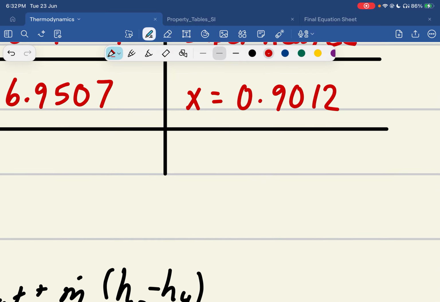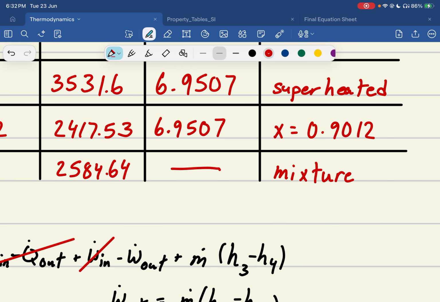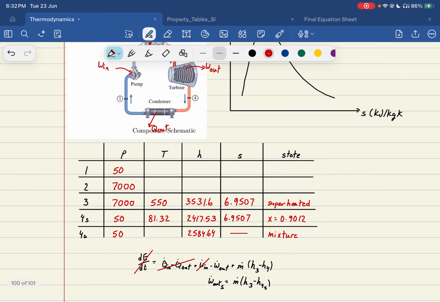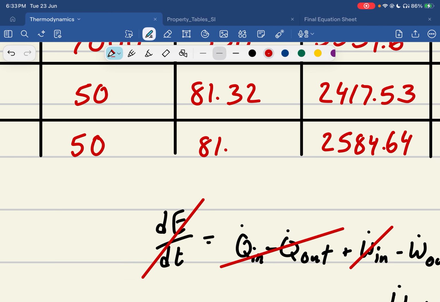You don't need to find the quality, but you can say it's a mixture because that's going to help you to add it on your TS diagram. And we don't need our isentropic one. And we can say that the temperature also is 81.32.